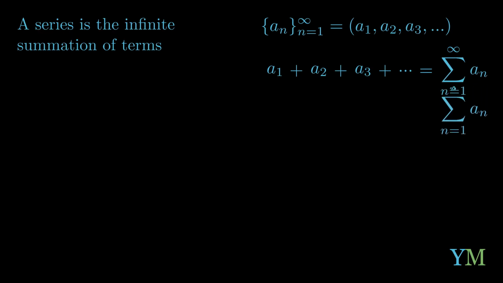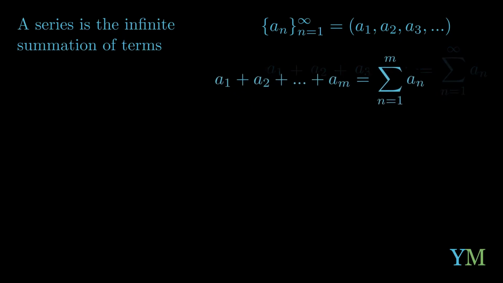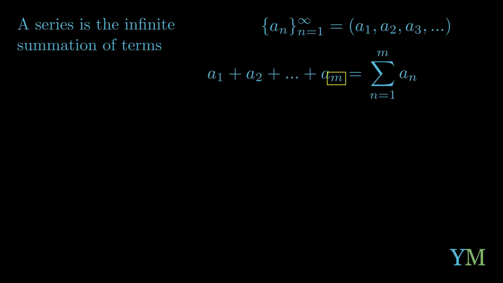We'll sum only m elements and not an infinite amount of elements. We'll sum only the first m elements of the original sequence, a1 plus a2 plus all the way till am. The summation will depend only on the value of m. Let's see how it works.